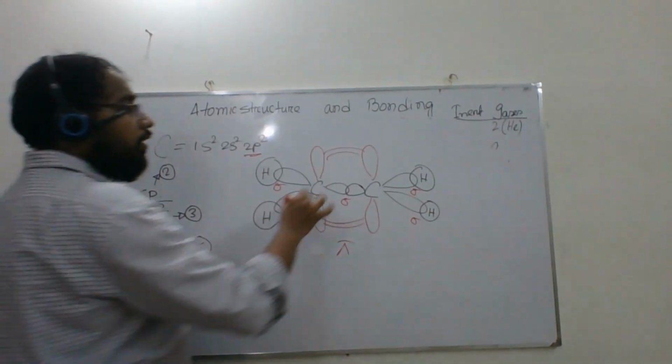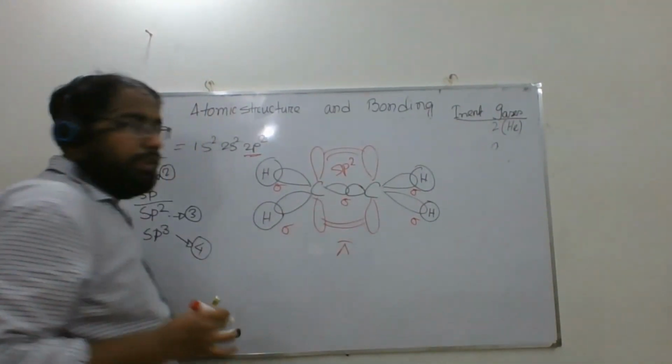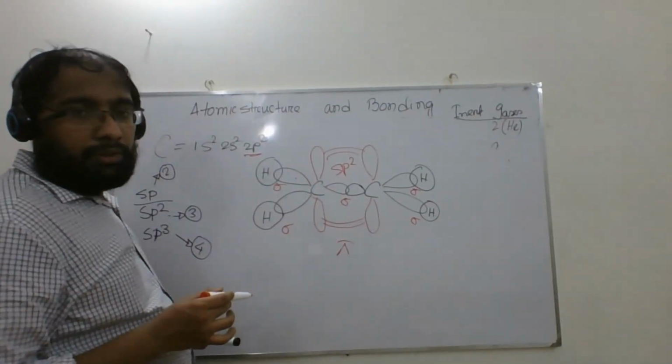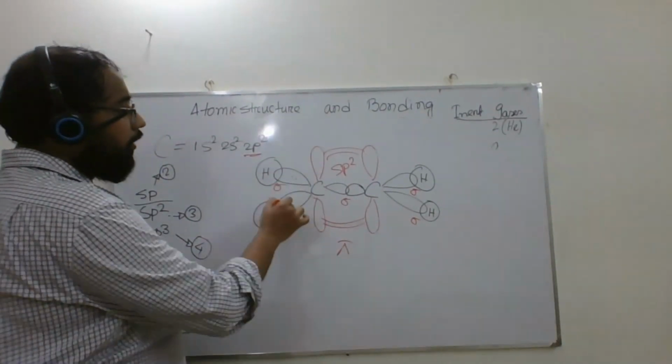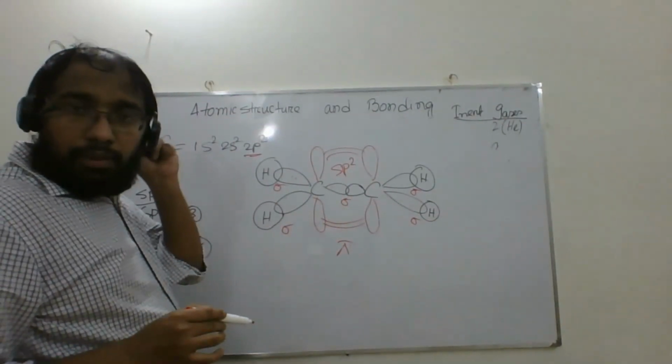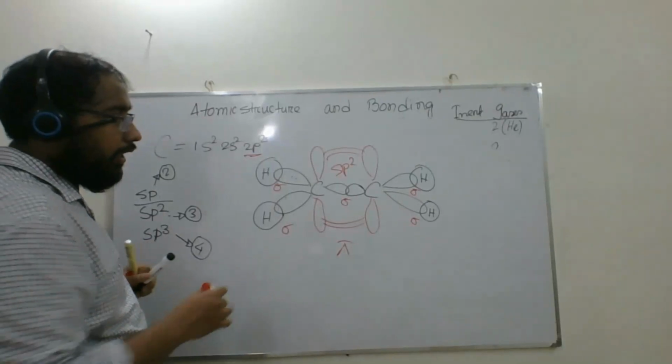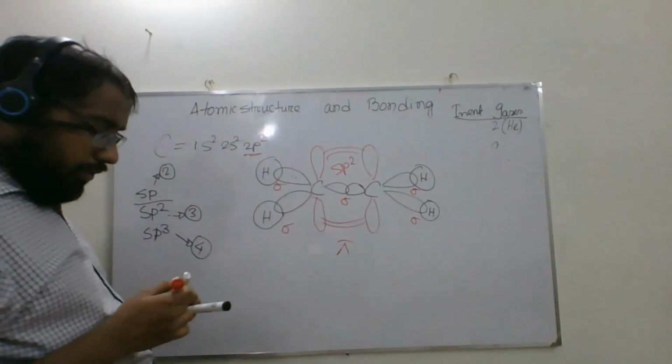So this is called sp2 hybrid orbital as a result, because 2p and 1s, so a total of 3 orbitals combine together to form the hybrid orbitals, and 1p remains unused.